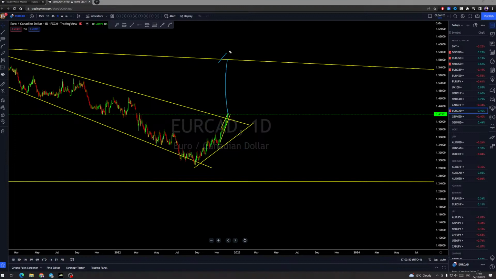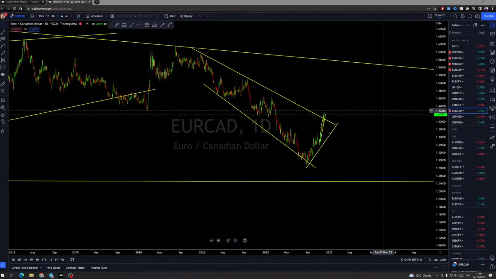Can it go up? No, that's not possible, not as it stands right now. It can go to the upside, but we need the correction. That's what we need before the next push to the upside. But definitely, as it stands right now, anytime soon we need the correction.